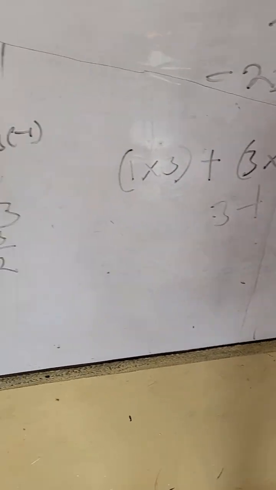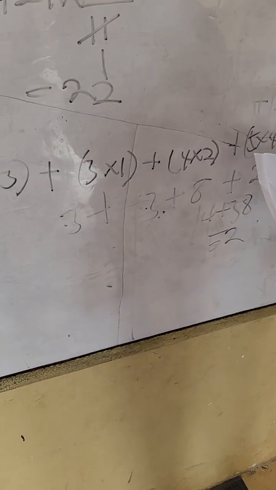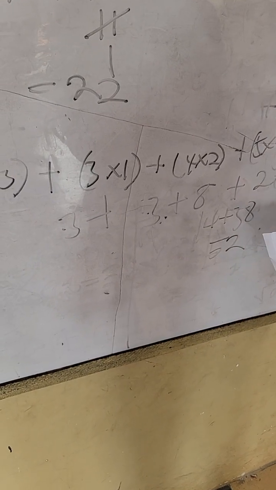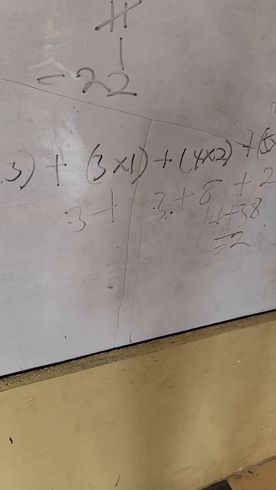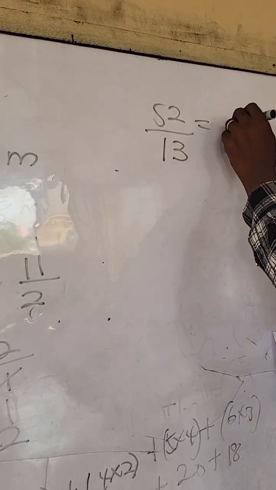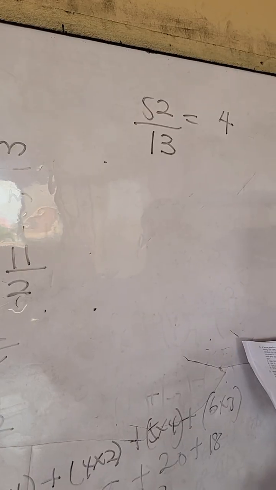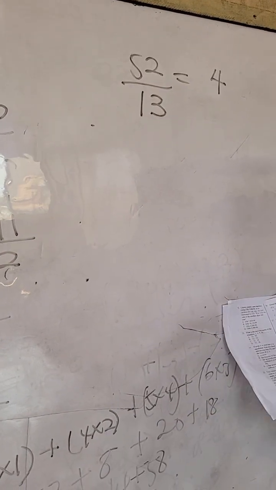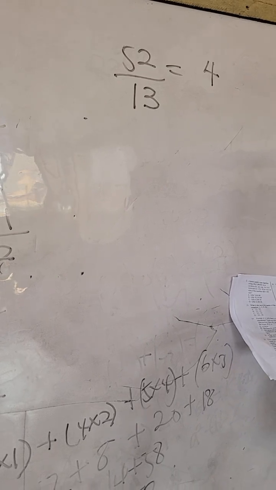So the sigma fx is 52. Sigma f is the teams: 3 plus 1 is 4, plus 2 is 6, plus 4 is 10, plus 3 is 13. So that's 52 out of the sum of the frequency, and that is 4. 13 there is 4. So D.